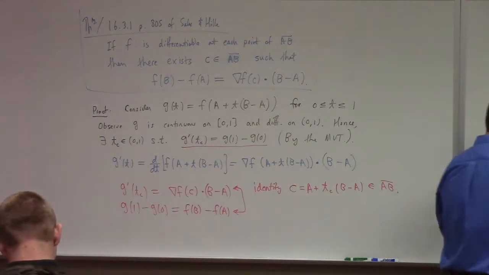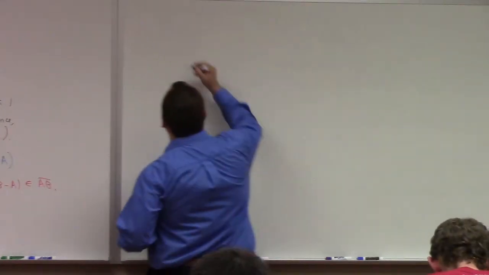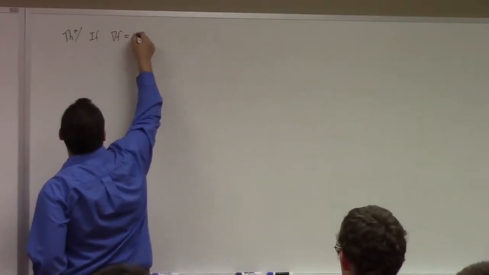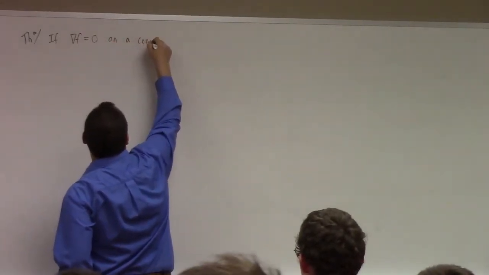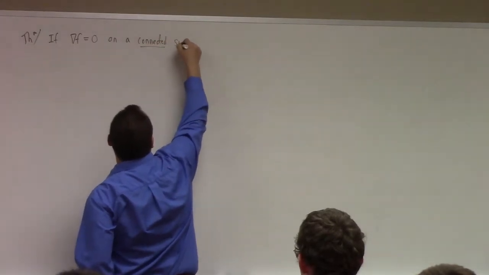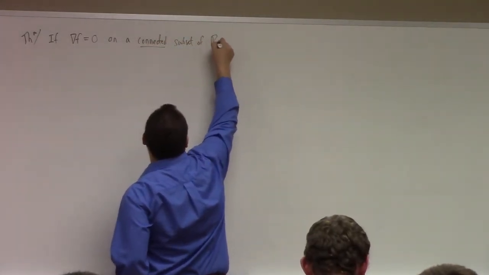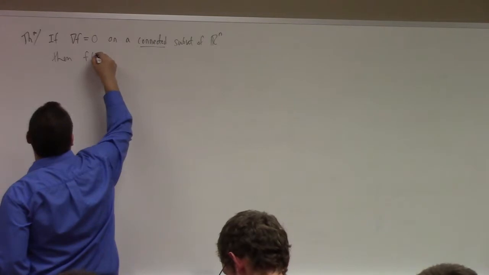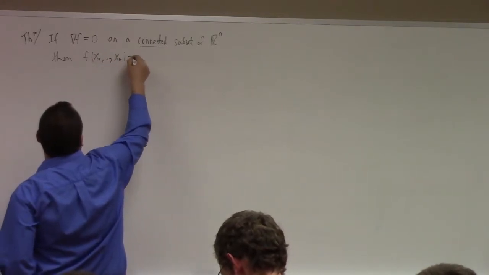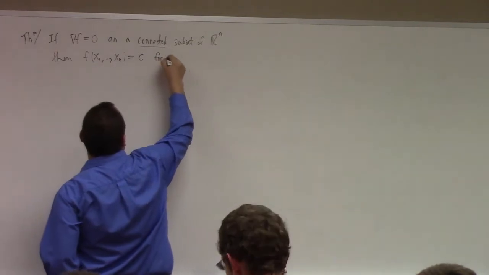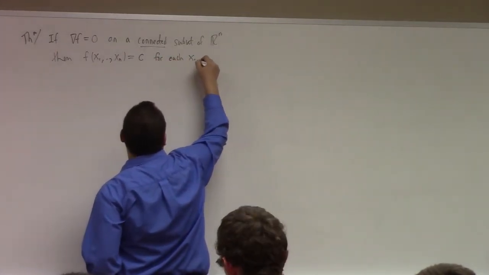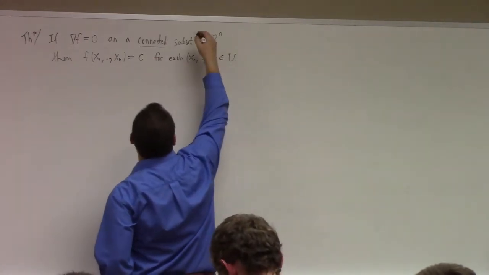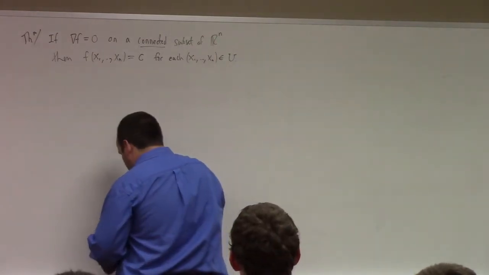This is a standard result of multivariate calculus you should be aware of. It's important. Here's a little theorem. If the gradient of f is equal to 0 on a connected subset of R^n, then f of x1 through xn is equal to a constant for each point in the subset. I need to give the subset a name, so I'm going to call the subset U, okay?